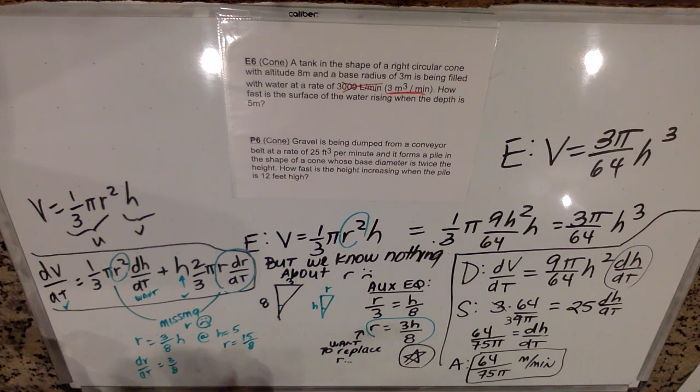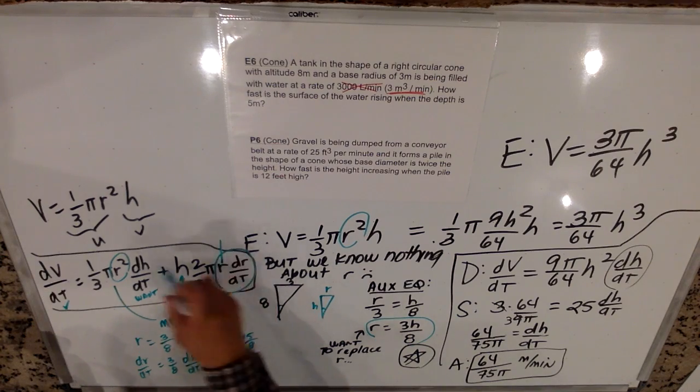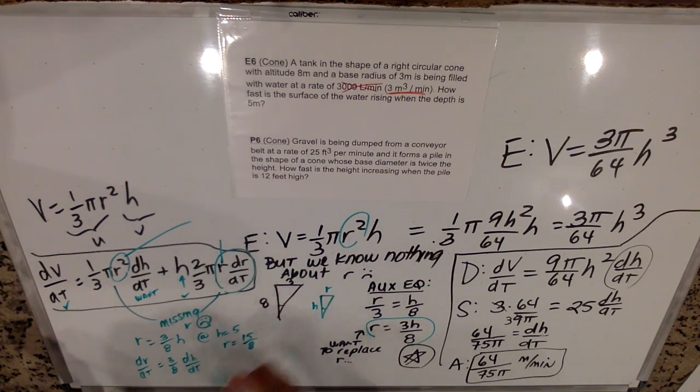Sorry, that's not what I wrote. dh dt. So you would plug in 15/8 here and here, which is no fun. And then for this dr dt, you'd plug in a 3/8 dh dt. And you can see how it gets much, much worse. It will land you at the same spot in the end, but it's not pretty.